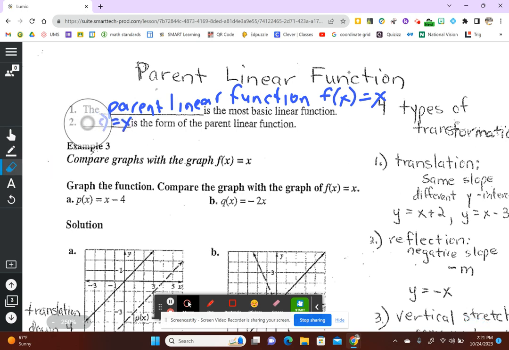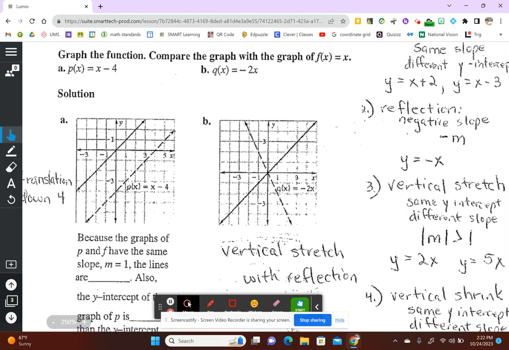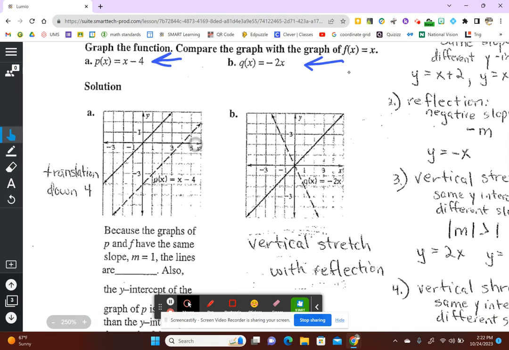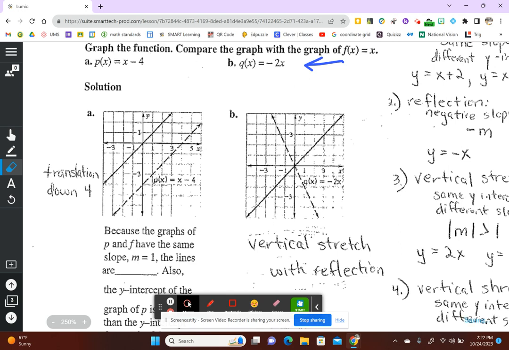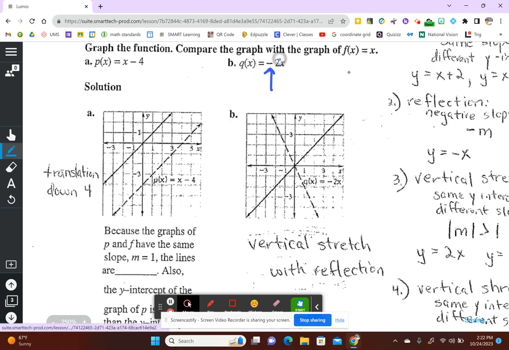So now we're going to compare these graphs. So I want you to think, what type of transformation is this and this? Hopefully you said this is a translation down 4. It's a translation because we are subtracting. This is a reflection and a stretch. It's a reflection because that is negative. It's stretching because the absolute value of 2 is greater than 1.